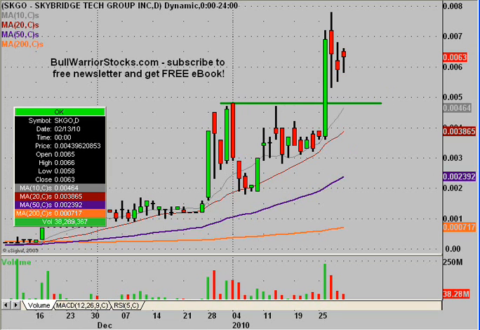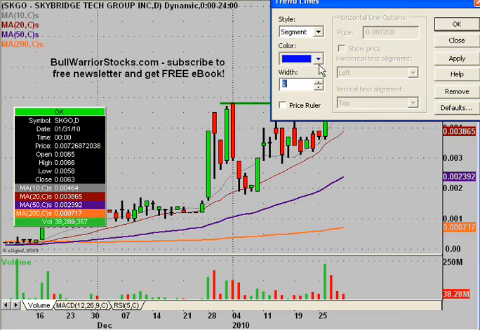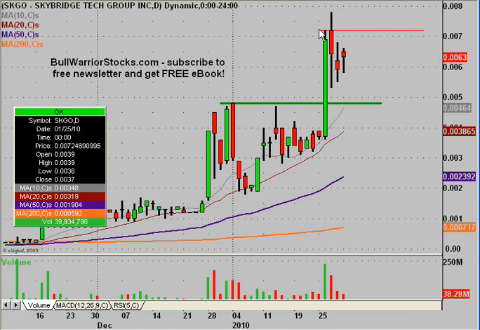Now, in terms of resistances, this one's pretty easy. All we have right here is a minor resistance at this high, which is 0.0072. So I'm going to make that a skinnier line, just because with another push I don't see that presenting much more of a problem. But then the key resistance is simply our previous high up here, which is at 0.0078. But with any sort of additional price surge, so if we get another nice big green volume bar, I don't think this will put up much of a fight either. But nonetheless, these are going to be our 2 resistance levels here.